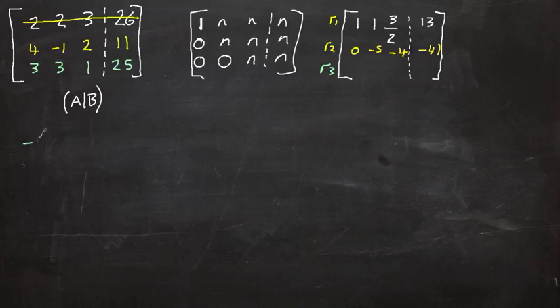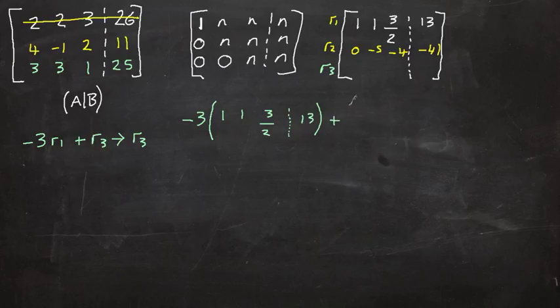So we're going to take minus 3 lots of row 1 and we're going to add it to the existing row 3, and then we're going to stick the answer to become the new row 3. So that gives us minus 3 lots of whatever is currently in row 1, which is 1, 1, 3 over 2, and 13. So that's minus 3 lots of row 1, like it says. We're going to add it to row 3 as it is currently, which is row 3 is here: 3, 3, 1, 25.